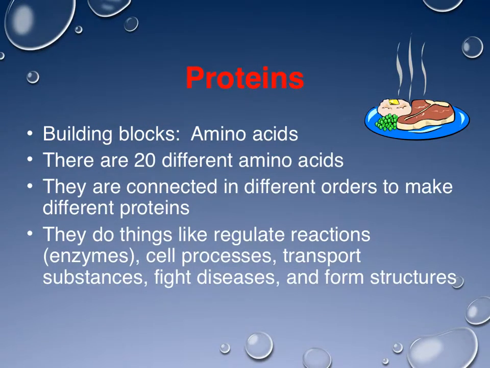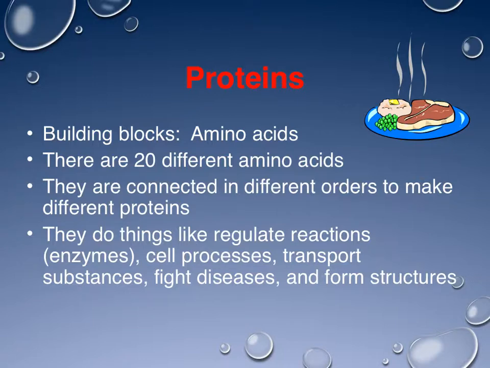Proteins. These are the third class of macromolecules that we'll be looking at. The building blocks of proteins are amino acids. There are 20 different types of amino acids, and these amino acids are the building blocks of the proteins. The arrangement of these amino acids is what makes the proteins unique.